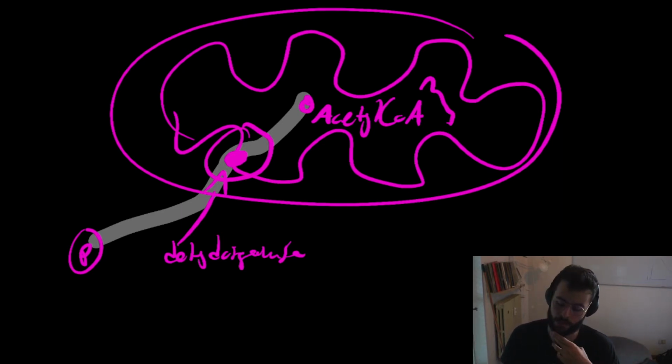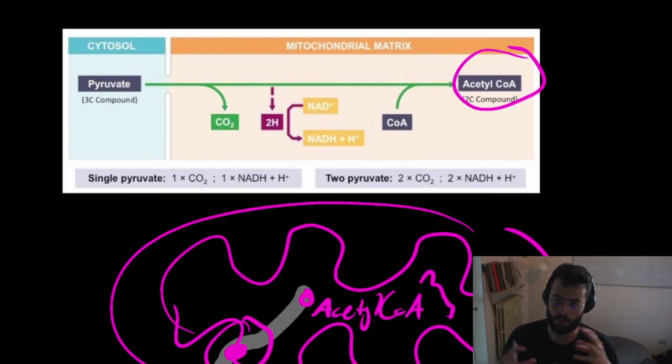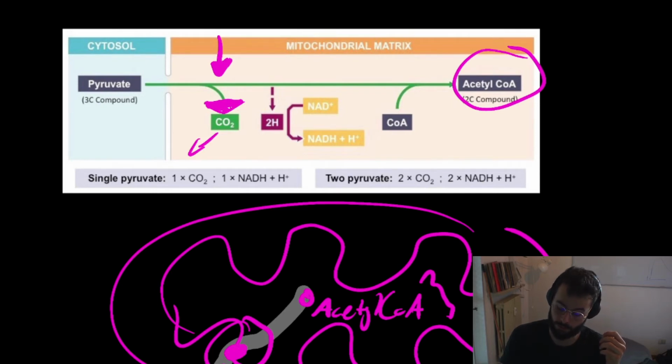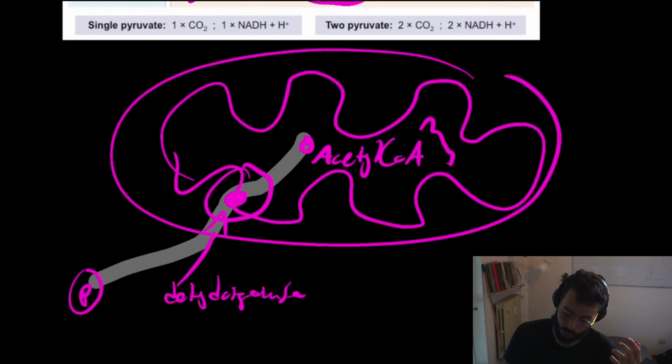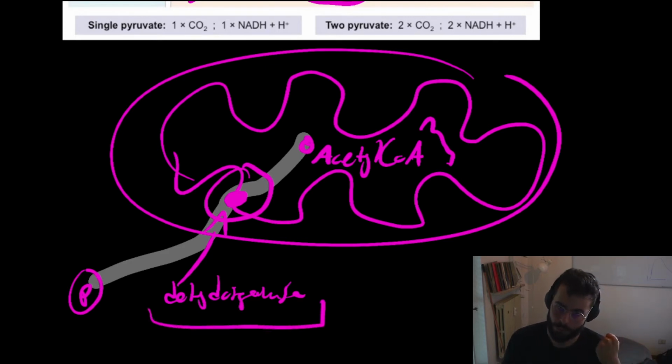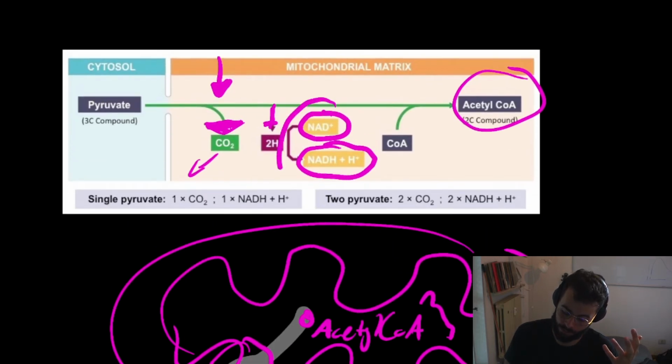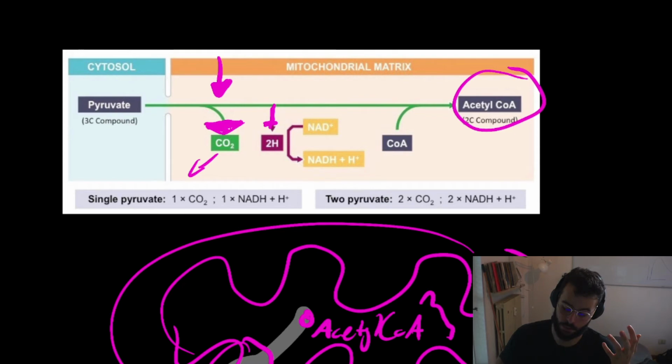So pyruvate enters this structure, this combination of a few structures, and it goes through a couple of steps. First, it is going to be decarboxylated, which means that the pyruvate is going to lose a carbon atom. It is going to lose a carbon dioxide to the environment. Second, we are going to oxidize the pyruvate and reduce NAD+ to NADH, which means, as the name suggests, we are going to dehydrogenate the pyruvate. We are going to remove hydrogen atoms and reduce NAD+ to NADH.